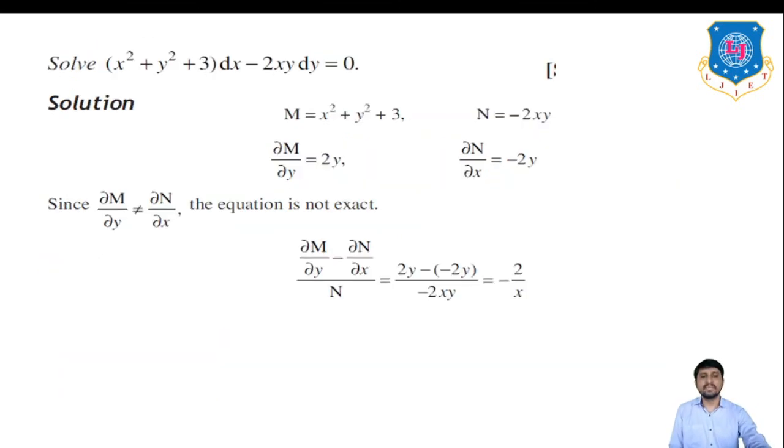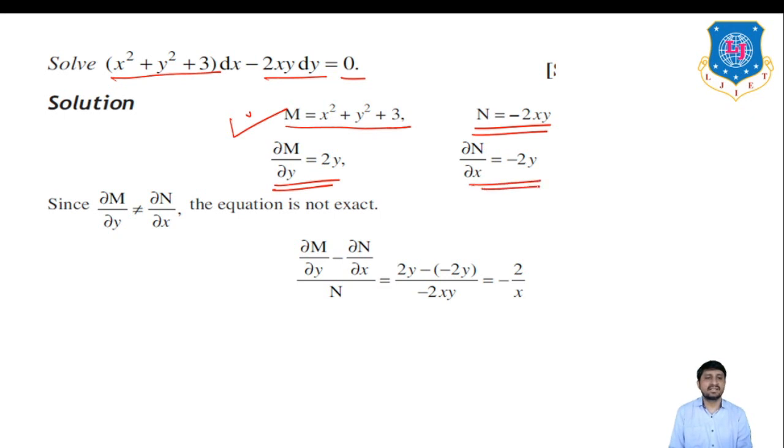Suppose I want to solve this example: x square plus y square plus 3, dx, minus 2xy dy, equal to 0. So what is your M? M is equal to x square plus y square plus 3, and N is equal to minus 2xy. Now del M by del y is 2y, and del N by del x is minus 2y. Del M by del y and del N by del x are not equal, so this is a non-exact differential equation.